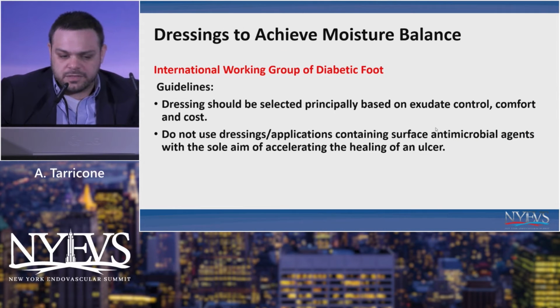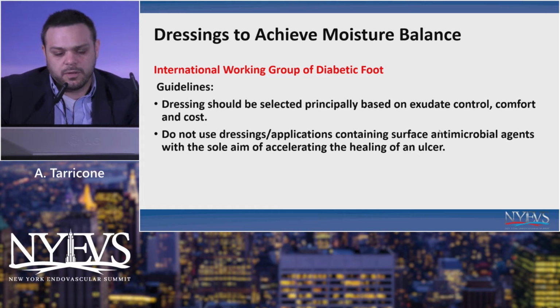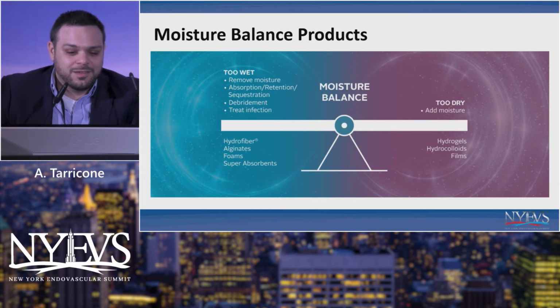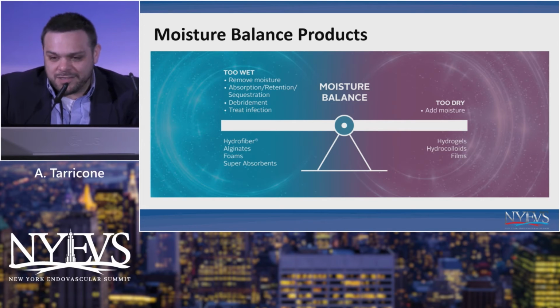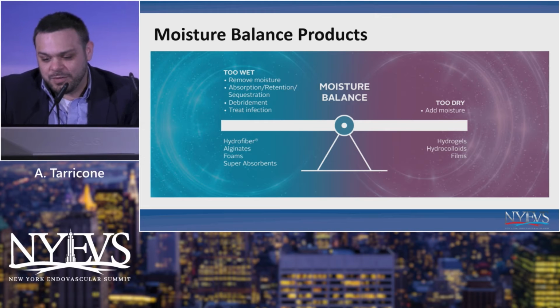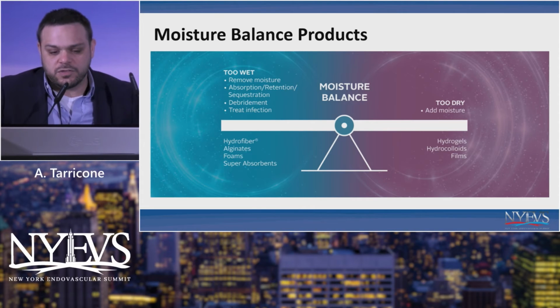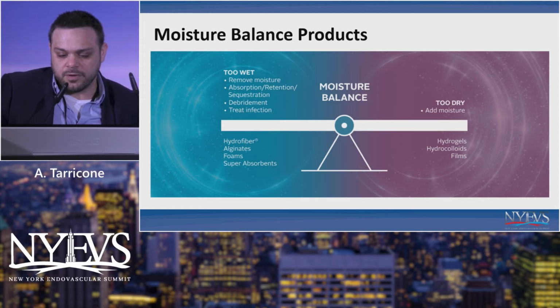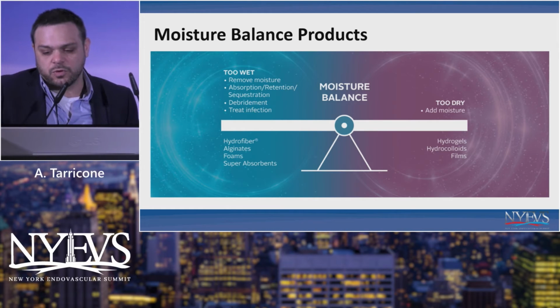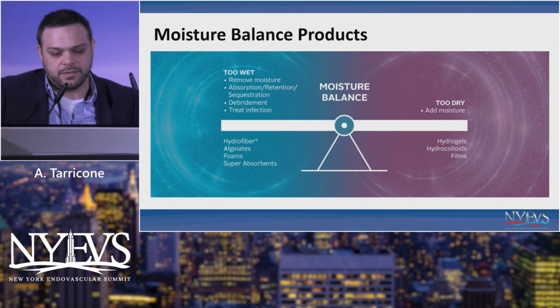Again, we talked about this a little bit. The International Working Group recommends that the dressings are really to achieve moisture balance. So if you have a wet wound, you want to make it dry. If you have a dry wound, you want to make it wet. Relatively simple. So moisture balance, there's all kinds of fancy different dressings you can put on here. If it's too dry, add moisture, like we said, hydrogels, hydrocolloids, and if it's too wet, you want to have hydrofibers, alginates, super absorbent type of dressings to kind of mitigate that.